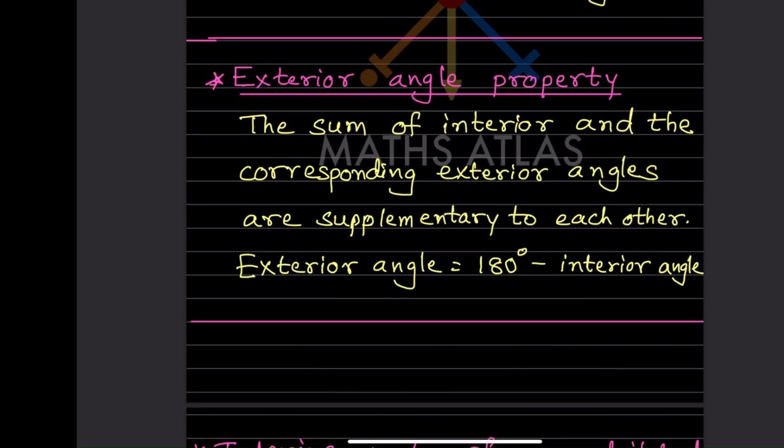Exterior angle property. The sum of interior and the corresponding exterior angles are supplementary to each other. So what is the exterior angle? It is 180 minus the interior angle. Suppose this is the exterior angle. What you have to do is, from 180, subtract the interior angle.